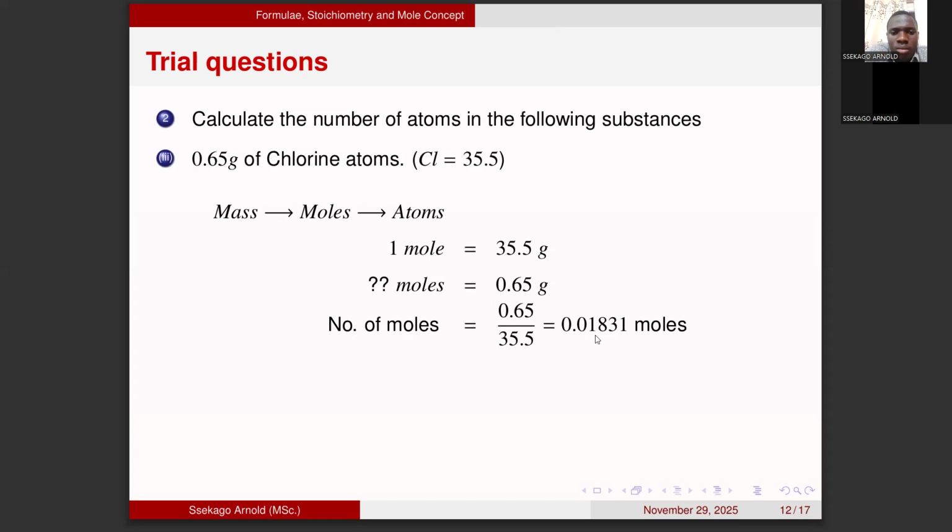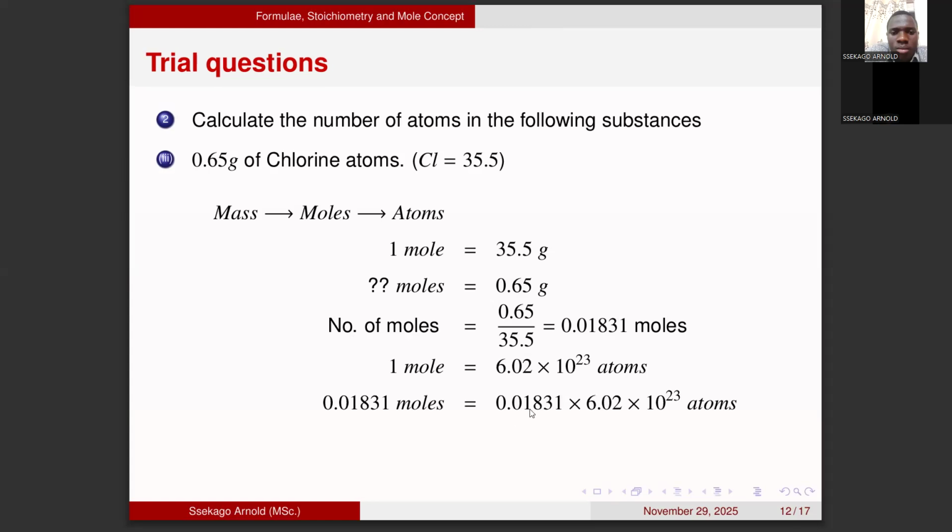To progress from moles to atoms, what do we use? The mind map says that 1 mole is equal to 6.02 times 10 power 23 atoms. What of the 0.01831 moles that we have now? Those moles will equal 0.01831 times 6.02 times 10 power 23 atoms. Calculating that, we obtain the required number of atoms of chlorine.